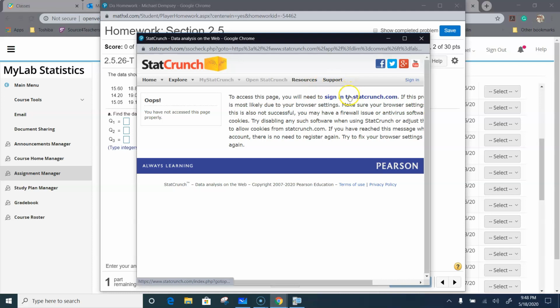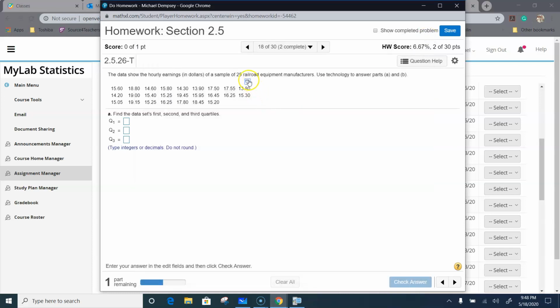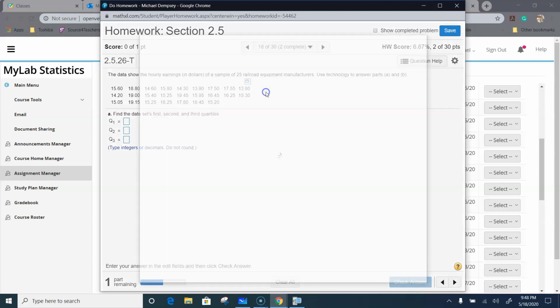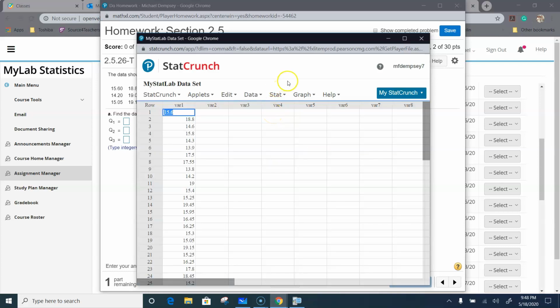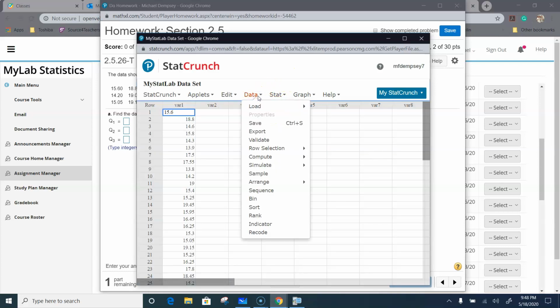And sometimes StatCrunch doesn't cooperate with me, so I'll give it another try. I don't know why it does that. Sometimes it doesn't work on the first click. I give it a second try. Okay, so what I want to do here with StatCrunch is just compute some one-variable statistics.